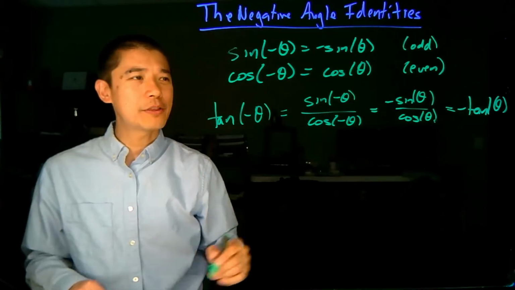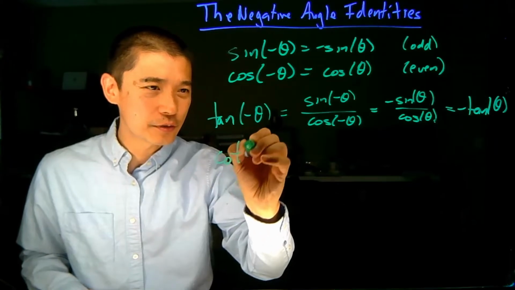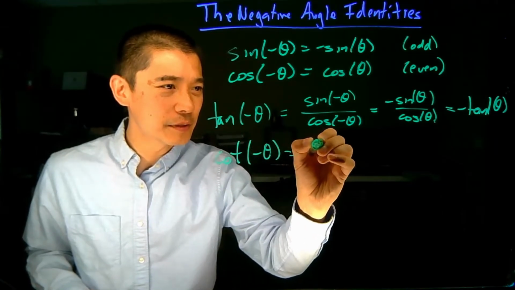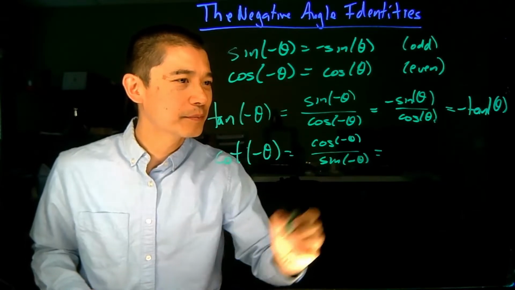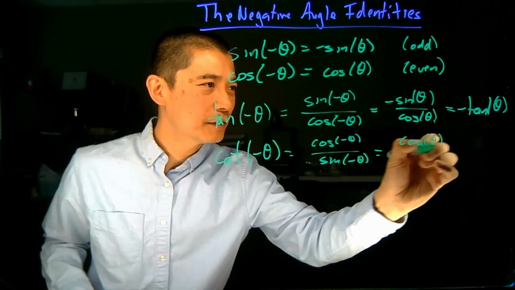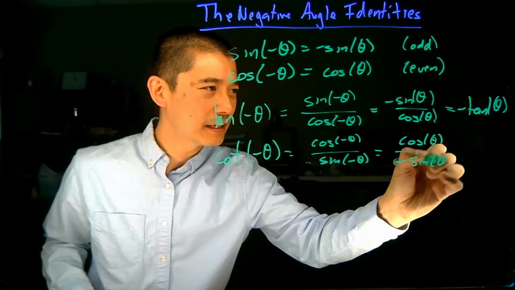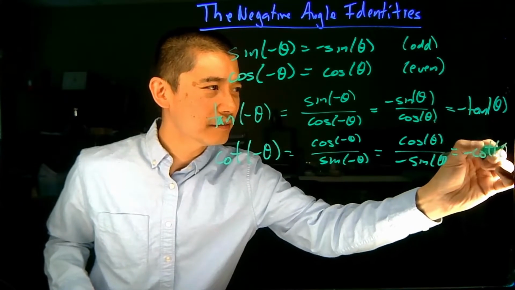We can work our way around the rest of these. I'm going to do them very quickly. So cotangent of negative theta is going to be cosine of negative theta over sine of negative theta, which is going to be cosine of theta over negative sine theta, which is negative cotangent theta.